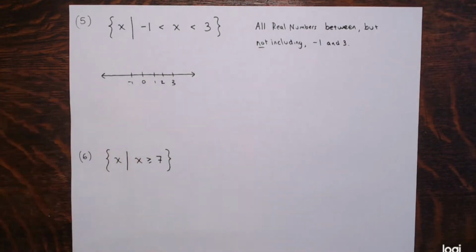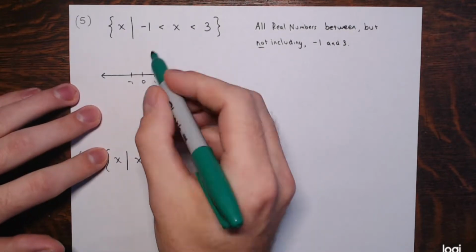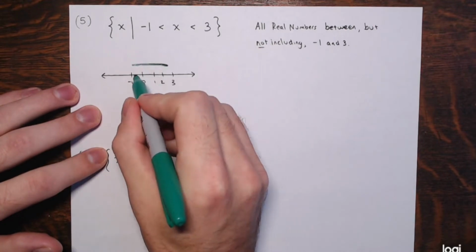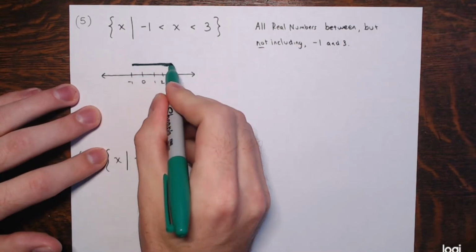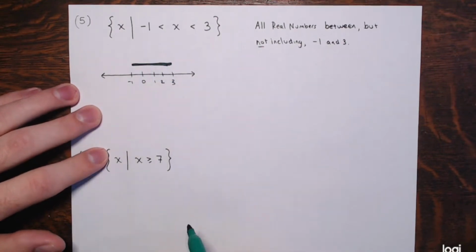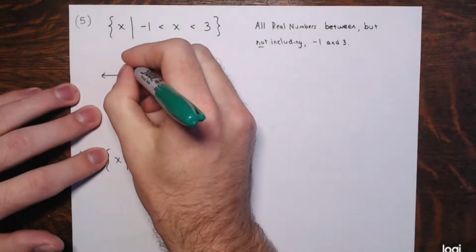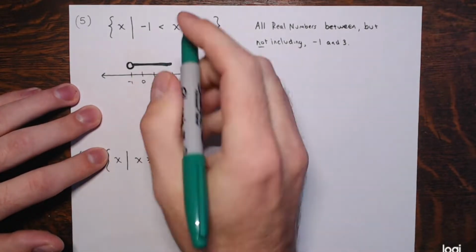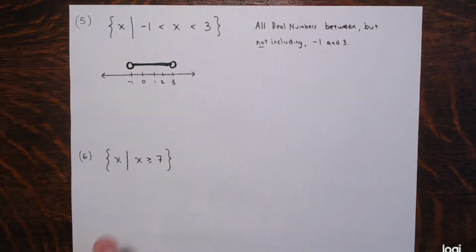All these numbers that are being described here that satisfy this inequality are 0, 1, and 2, and all the numbers in between. Negative half, 2.5, whatever you want, as long as it's between negative 1 and 3, but not including those two. So above negative 1, I'm putting this open point, and above 3, I'm putting this open point. So there's a graph of the same set of numbers.